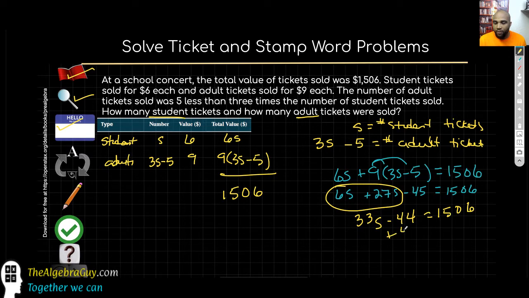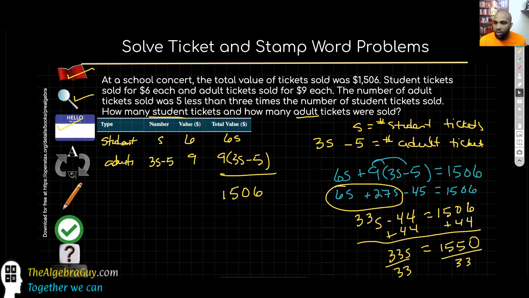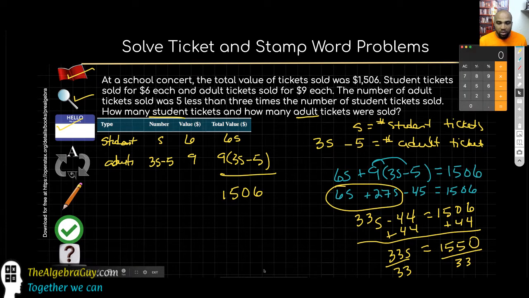And I'm going to add 44 to get one step closer to getting my s by itself. And when I add 44 to this, I get 33s over here equals 1550. Make sure that's right. Yeah, that looks good. So 1550. Now I divide by 33. And of course, I'm not going to do that by hand. I'm just going to pull out my calculator and do that. So we have 1550 divided by 33. Oh no, a decimal again, which means I did something wrong.